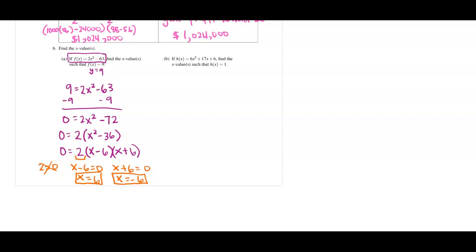And so I talked a little bit last time about looking at that highest exponent. If that exponent is a 3, right, then you would expect to have 3 answers. If it's a 4, you expect to have 4 answers, and so on. Okay, but expecting to have 2 because that's our highest exponent.